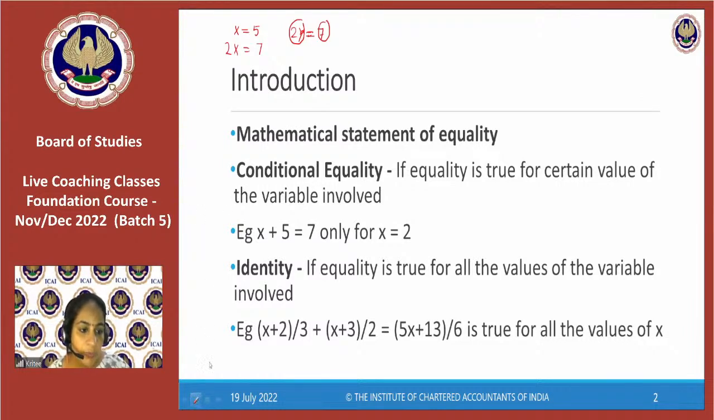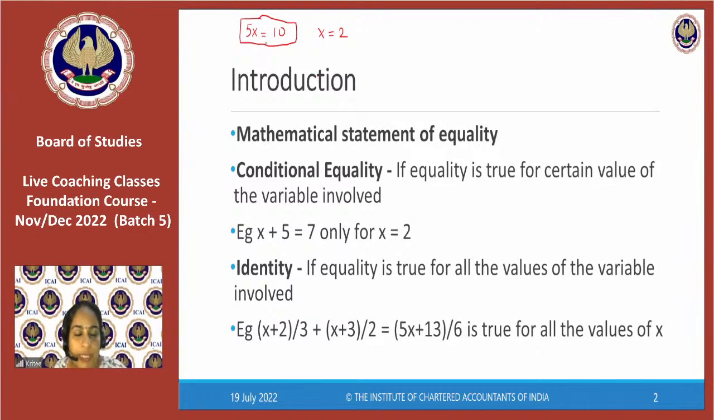So we'll talk about equations in a detailed manner. We have two kinds of equalities when we are talking about equations. One is conditional equality. Conditional equality arises when the equality condition is true only for one particular value. Then it is known as conditional equality. For example, if I say 5x is equal to 10, this equation will hold true if and only if the value of x is 2.